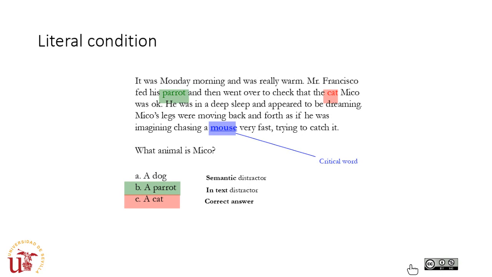So we know exactly what the animal is, and you just have to remember.